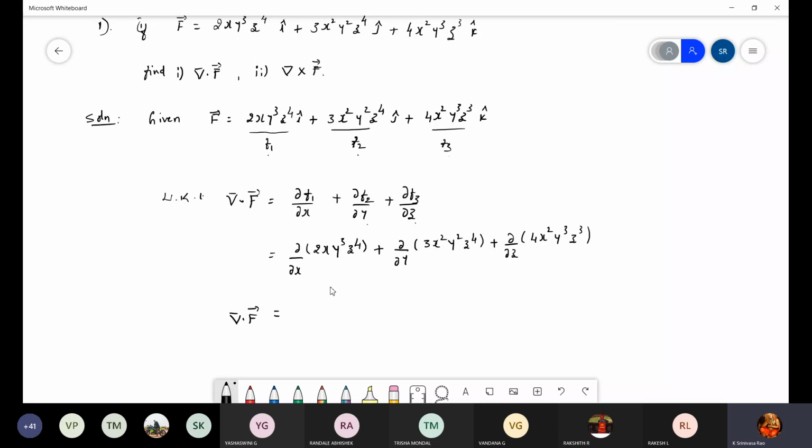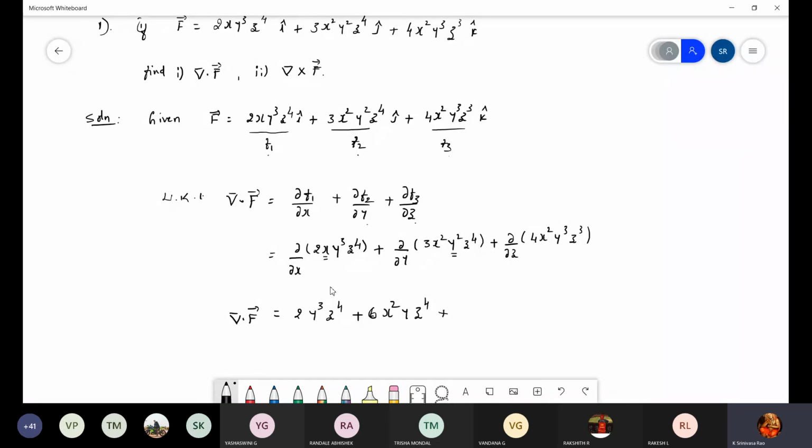What is the differentiation? First one, 2y cube z power 4. Plus, with respect to x, the differentiation is 1. Now y square differentiation is 2y. Is it right? So 2 times 3 is 6: 6x square y z power 4. Directly I'm writing by multiplying, in the order x, y, z. If you feel it is difficult to write in one step, you can take one more step.